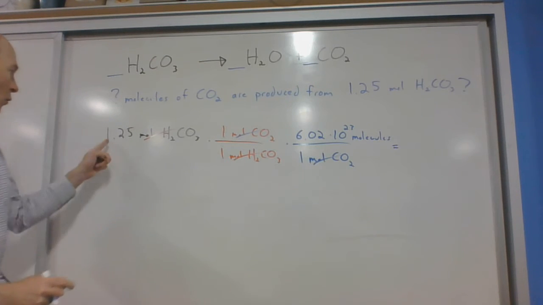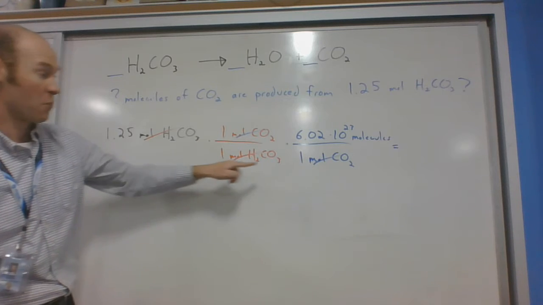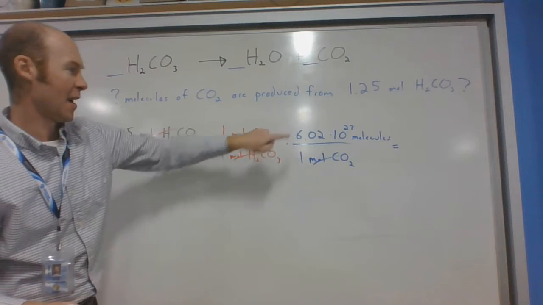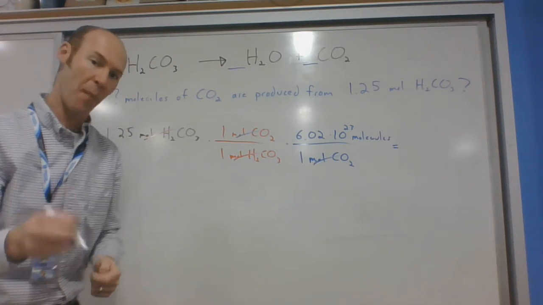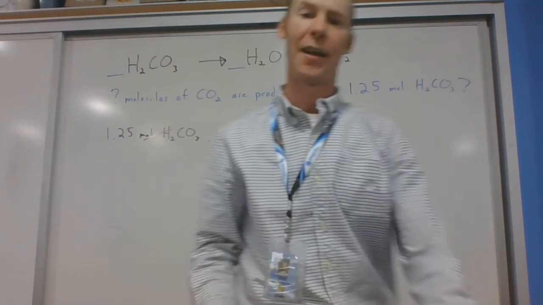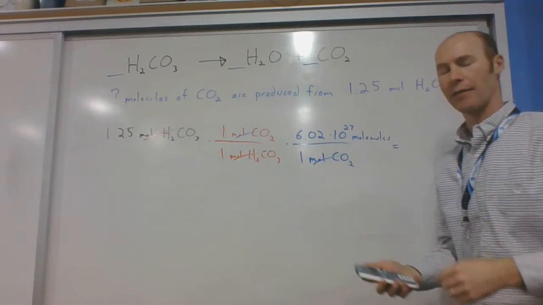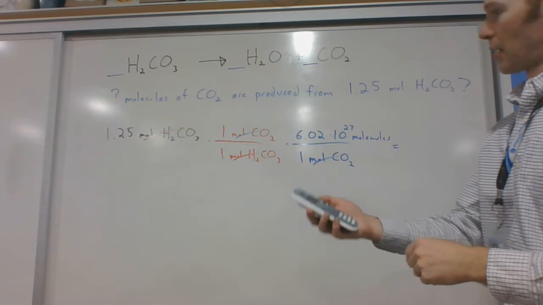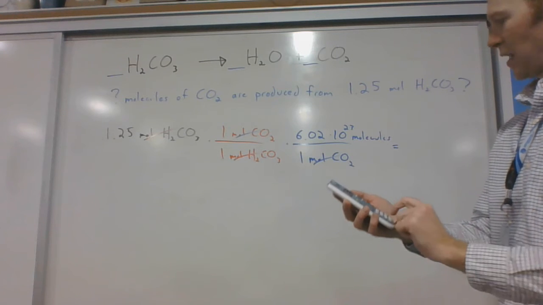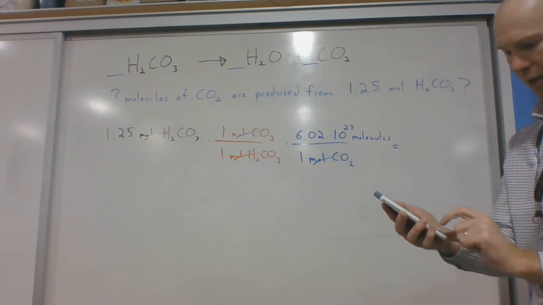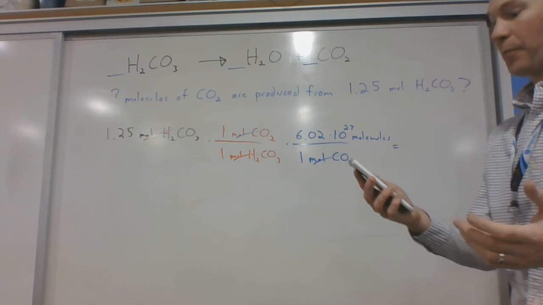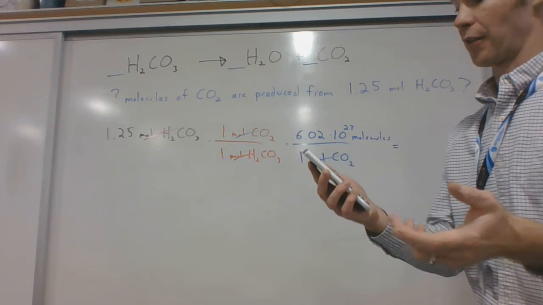And here we go, 1.25 times 1 divided by 1. All the ones, hey, they're not going to change anything. So it's this times that. The only units left are molecules of CO2. So once again, I'll race you there with the calculations. Maybe you already had this done. You're just double checking it to see if you got it right. Either way, here we are. 1.25 times 6.02 times 10 to the 23rd. Aha! I get 7.525 times 10 to the 23rd.